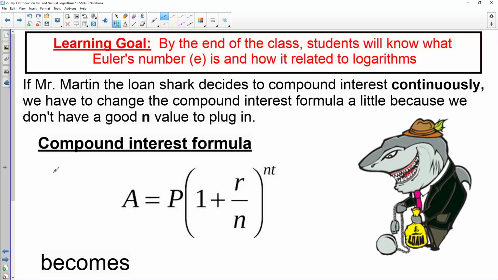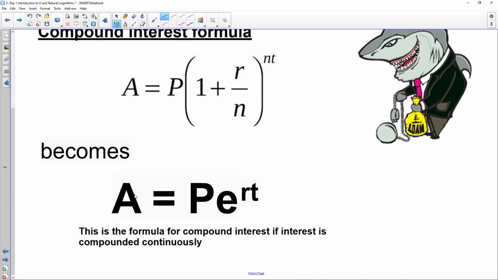So what we're going to do is make a slight change to our formula, right? If I were to say that I wanted the compounding to happen continuously, instead of saying compounded monthly or compounded daily or whatever, I say compounded continuously. We don't have an n value anymore, because it's happening so fast, literally all the time, that we don't have an n value. So we can't use this compounding formula anymore. Instead, we're going to use this one.